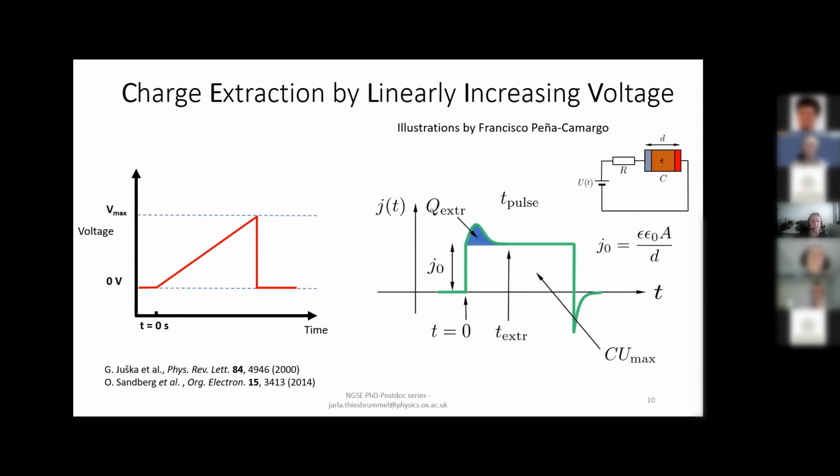So first, what is the measurement? Well, as the name says, we linearly increase the voltage. So we have our device, normally in the dark again. We start at 0 volts, and then we linearly increase our voltage to a certain maximum voltage. Often we went to about 400 millivolts, but in principle, you can change this. And as we increase our voltage, we are extracting charge.